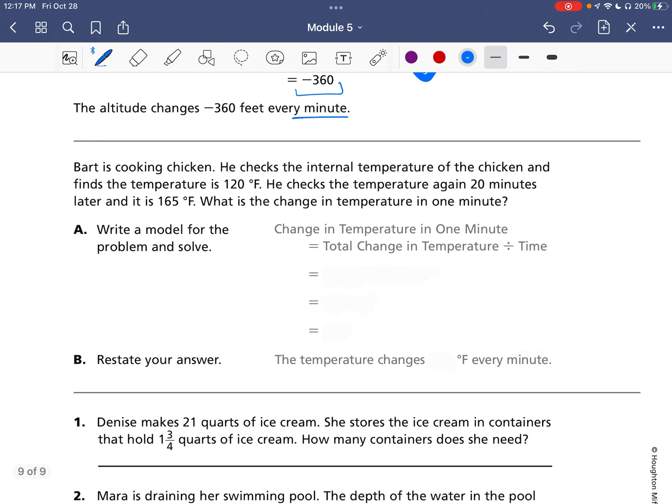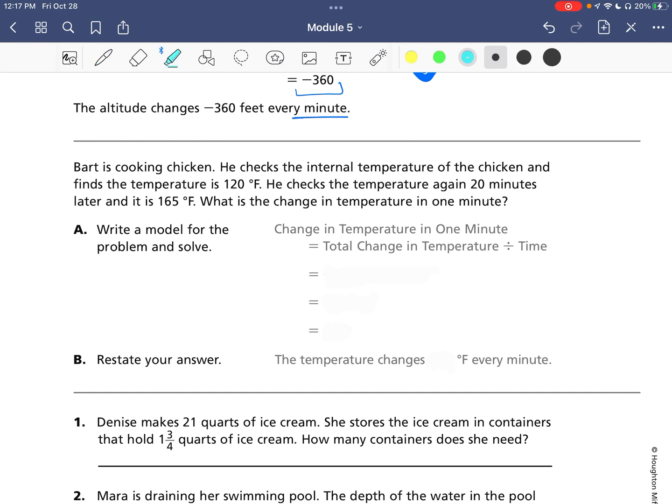Next, we have: Bart is cooking a chicken. He checks the internal temperature of the chicken and finds the temperature is 120 degrees. He checks the temperature again 20 minutes later, and it is 165 degrees Fahrenheit. What is the change in temperature in 1 minute?